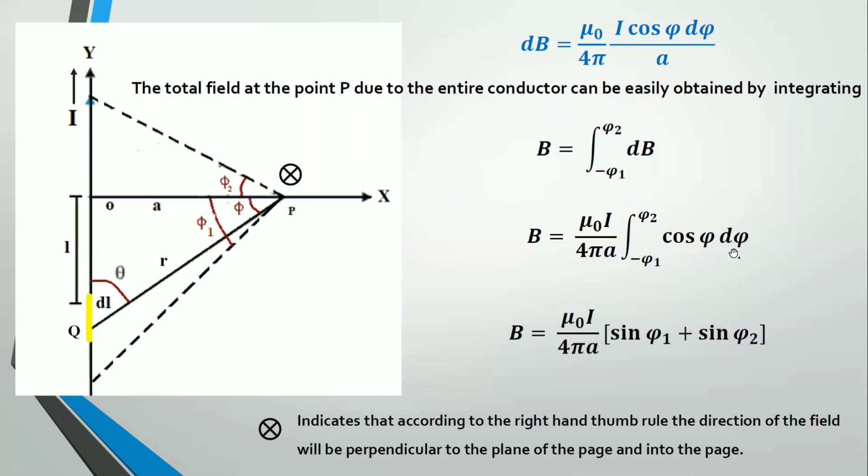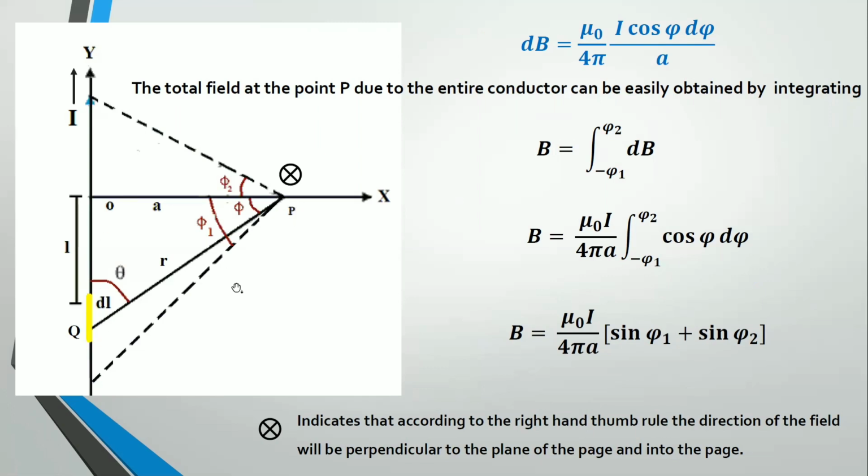We know integration of cos phi d phi is sin phi, and if we put the limit, sin phi 1 plus sin phi 2 will be there, the minus minus plus. So we have sin phi 1 plus sin phi 2. This is the general expression for B due to this long straight current carrying conducting wire, the magnetic field at point P.